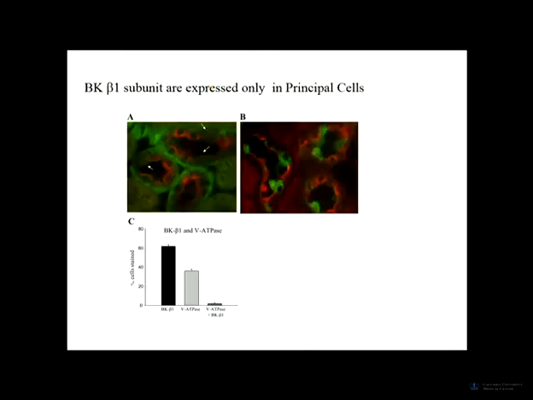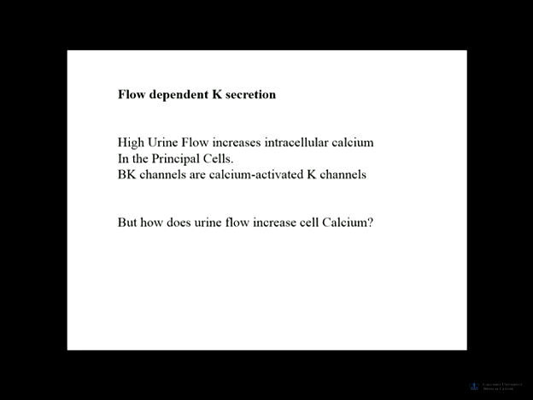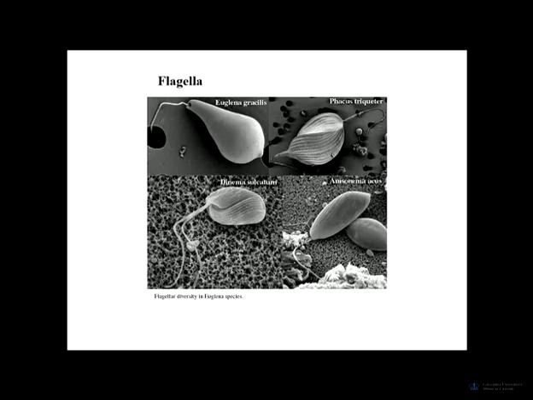Okay, first let me just tell you that the BK subunit, the potassium channel, is only present in the principal cells, not in the intercalated cell. So it turns out that high urine flow rate increases intracellular calcium in the principal cells. So how does it do that? Well, here we need to go back to grade school, when you were told to go to whatever is a pond near you, take some water, put it under the microscope, and you see these little organisms, Euglena viridis, remember? And they have flagella. It turns out the flagella are very critical in the control of this.